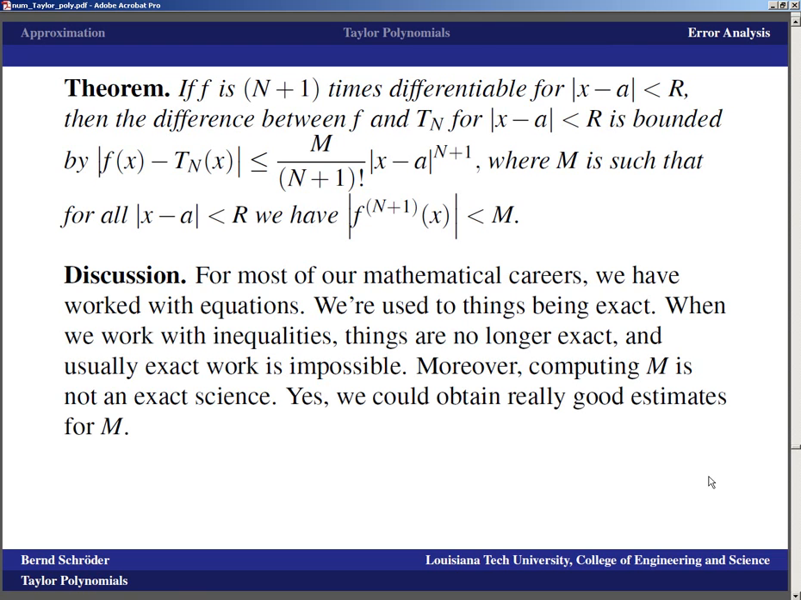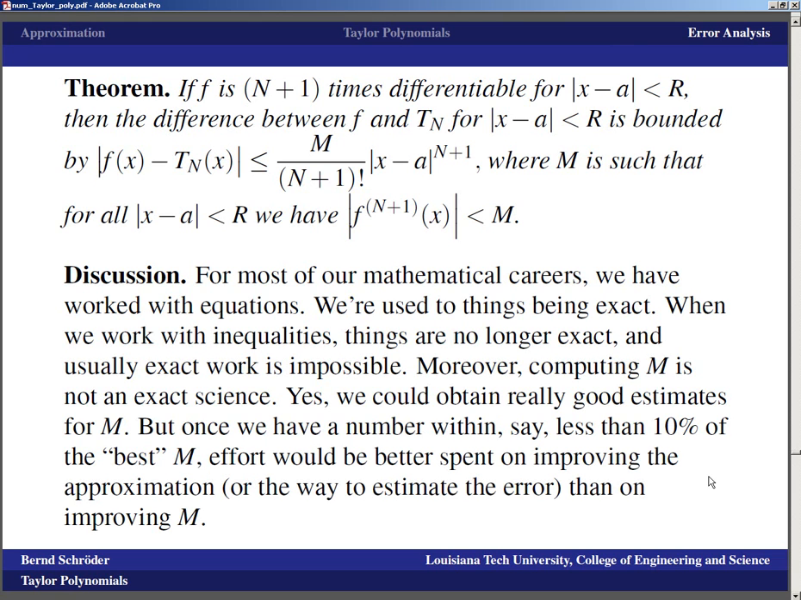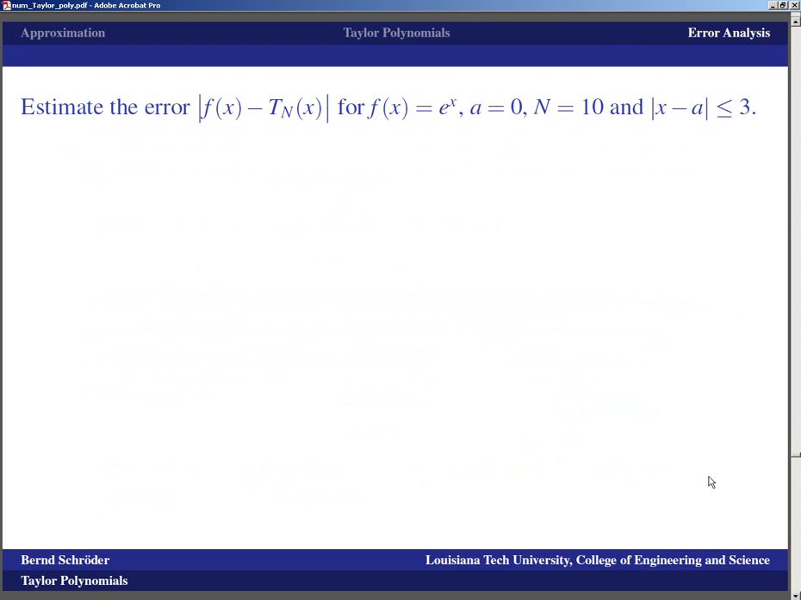So computing the M is not an exact science. We could obtain really good estimates for this M, but once we have a number that is within less than 10% of the best M, we're going to only use estimates. Once we've got that, effort would be better spent on improving the approximation, or the way to estimate the error to get a better error formula, than on improving the M. And we're going to see how to estimate that M in the examples, of course.